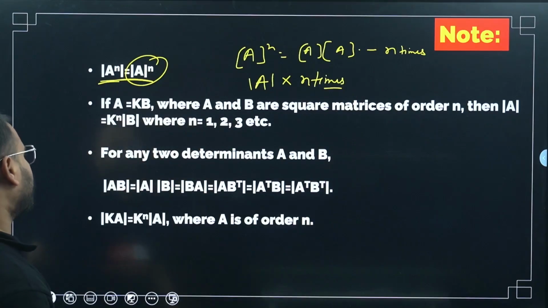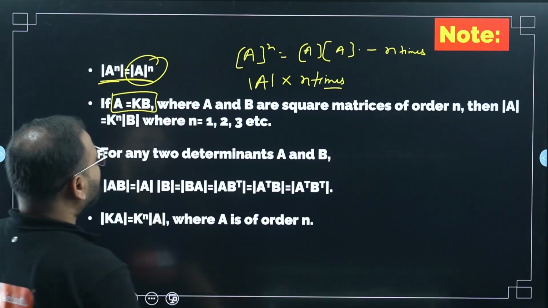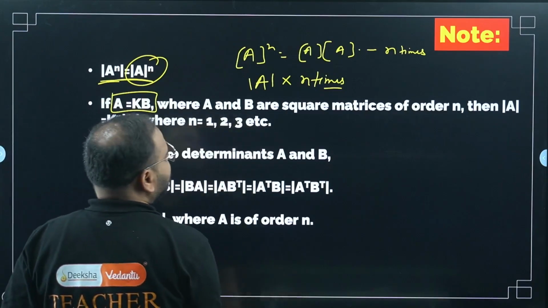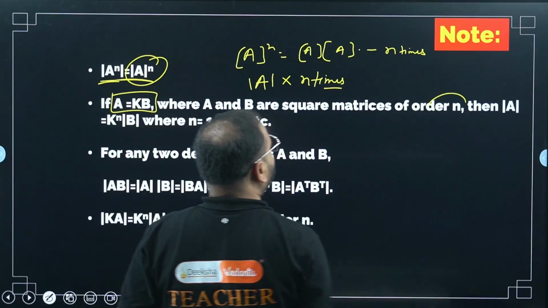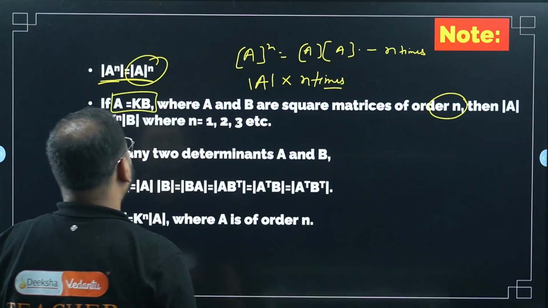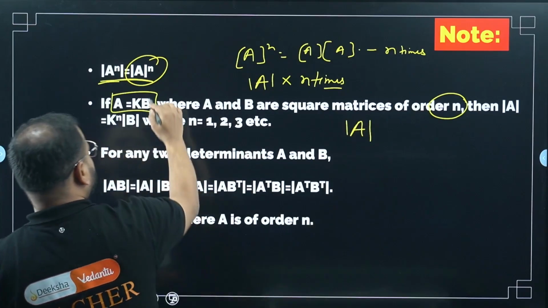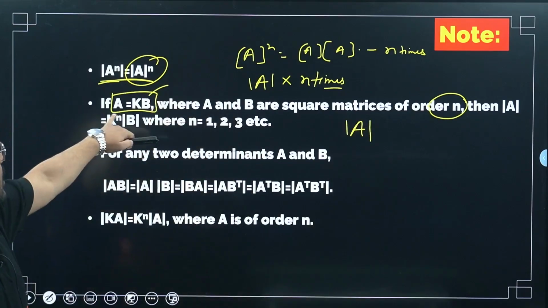Now A equal to KB. If I have a matrix written like this, A equal to KB, K is a constant. And what is the order of the matrix? Order is n. Then I can write determinant of A. This is matrix form. Remember this. A equal to KB is a matrix form.